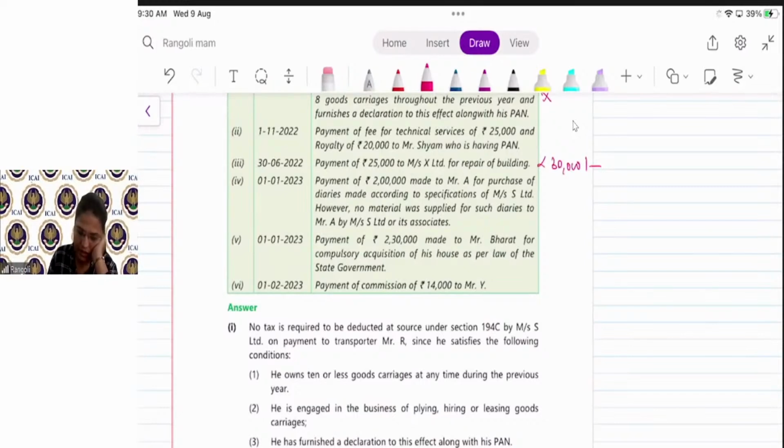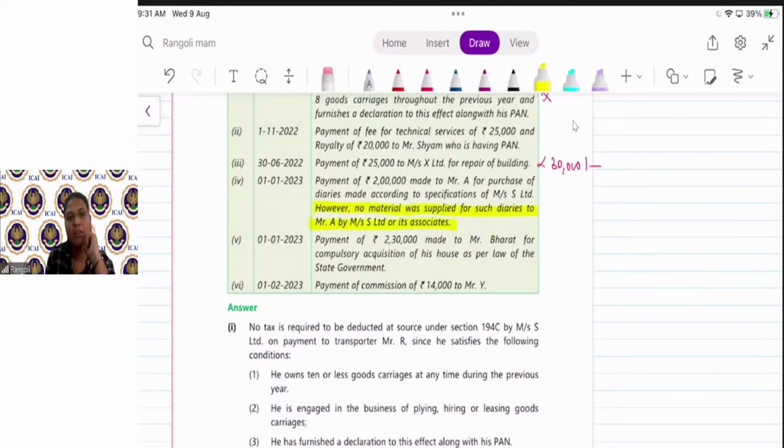on 1/1/23, payment of 2 lakh made to Mr. A for purchase of diaries made according to the specification of Messrs. S Limited. However, this line is very important. However, no material was supplied for such diaries to Mr. A by Messrs. S Limited or its associates. So it is outside the definition given under section 194C for work, right? So TDS is not applicable.